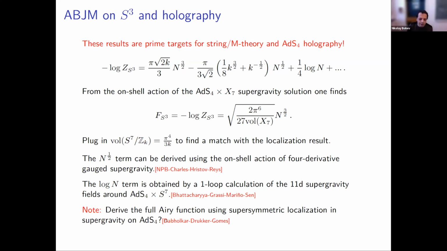I should say that there is an attempt to do exactly what I was asked about, to do supersymmetric localization in AdS4 supergravity. Some people claim to reproduce this whole Airy function in this way, but I think there's a host of issues with this paper. It's a nice idea, but I'm not sure I fully believe what they do. Let's put it that way.